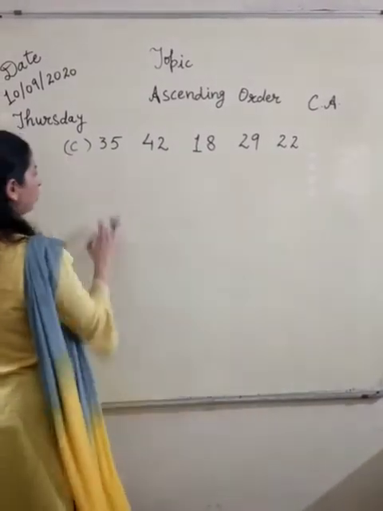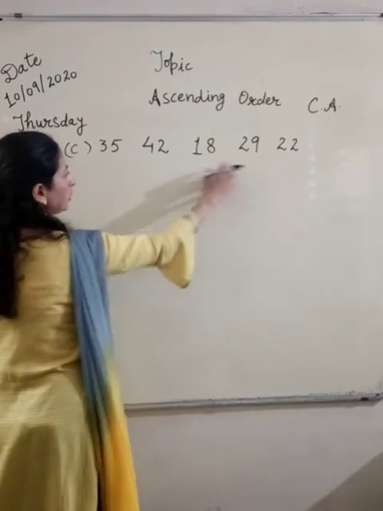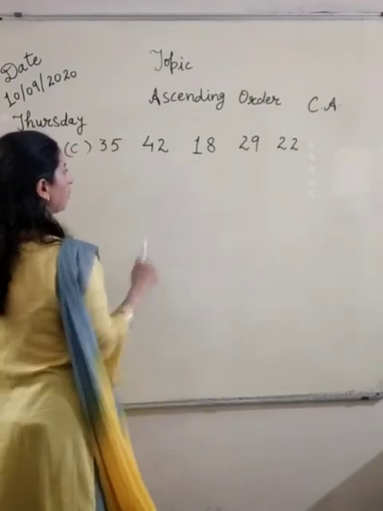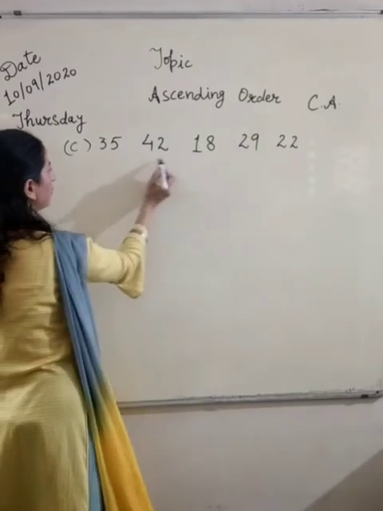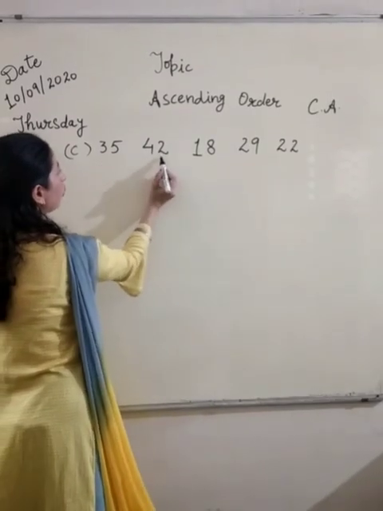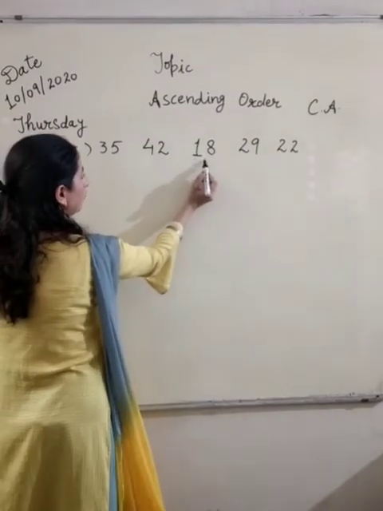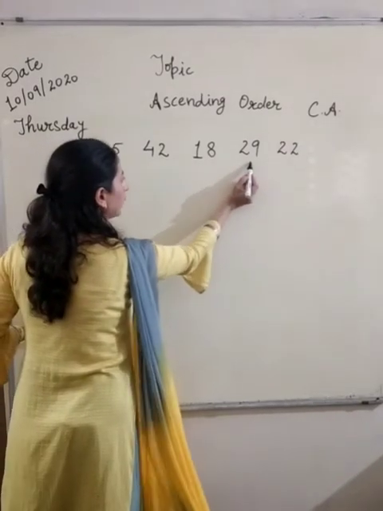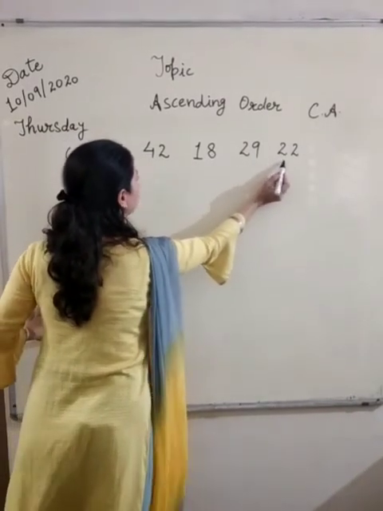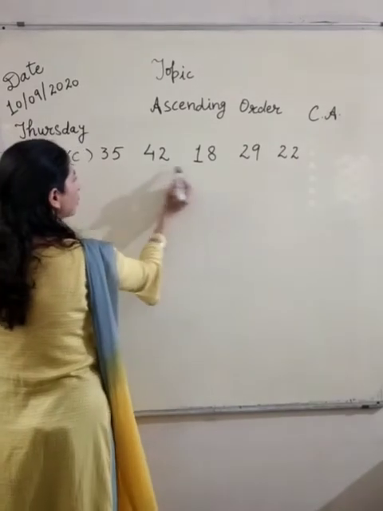Let's find out the smallest number from these numbers. In numbers, which is the smallest number? Find out. The numbers are 35, 42, 18, 29, 22. Now tell me, which is the smallest number?